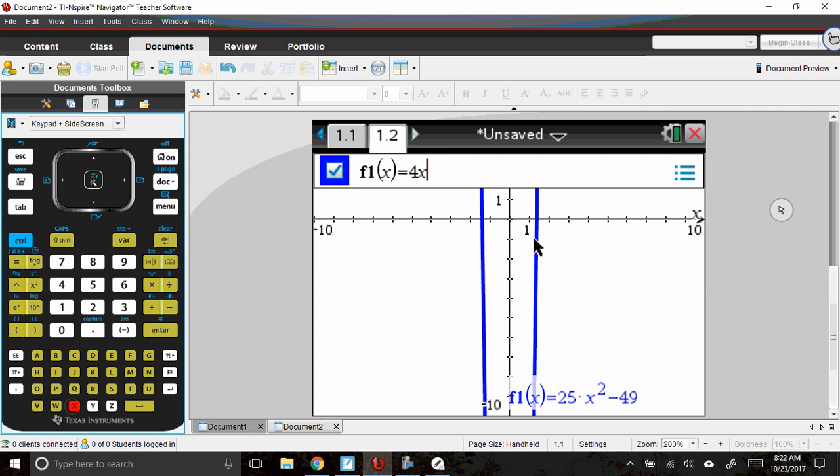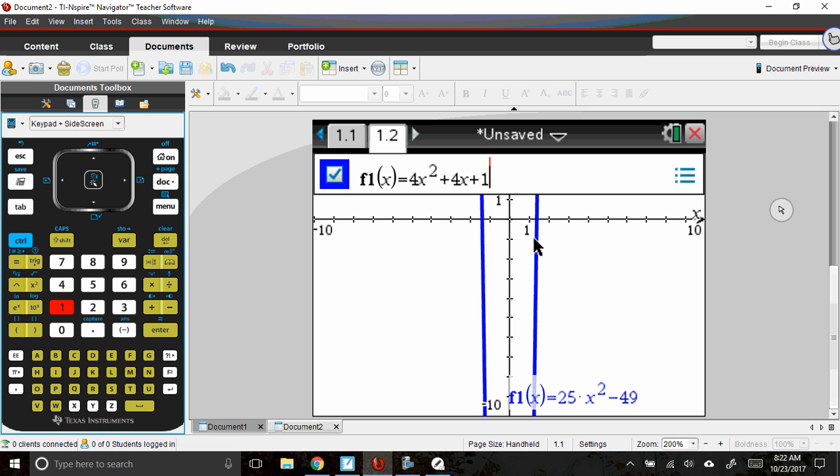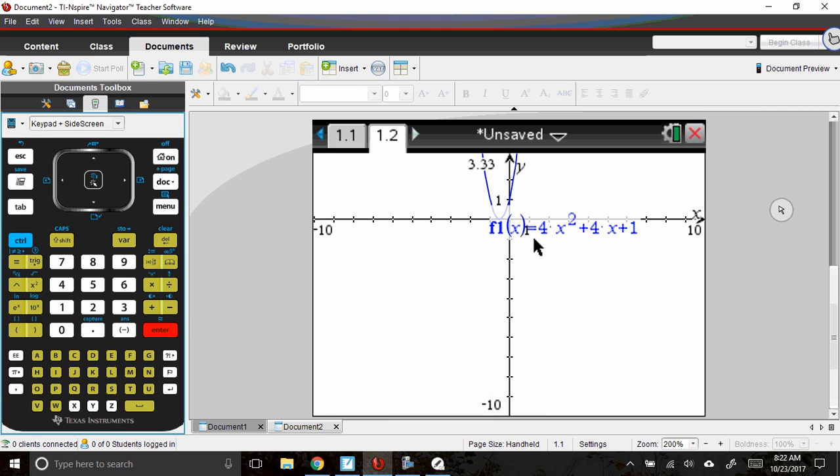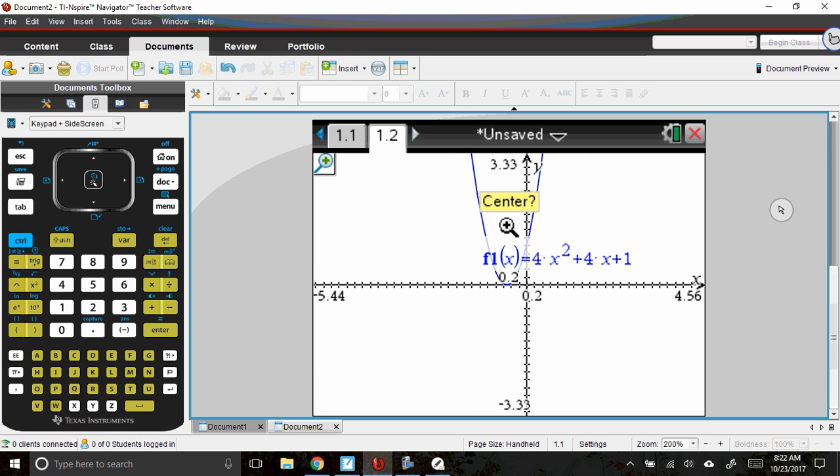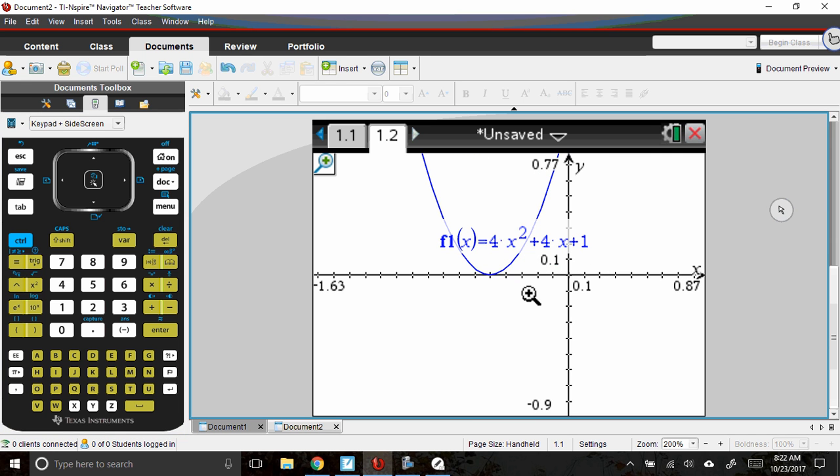4x squared plus 4x plus 1. Notice I have to have it equal to 0 when I graph it too. It's kind of interesting if I zoom in on that area. Do you see what's happening right there where the graph goes through the x-axis? It doesn't actually go through, does it? It turns around there, and we're going to study that at great lengths in chapter 5.